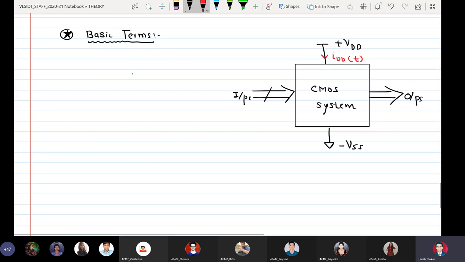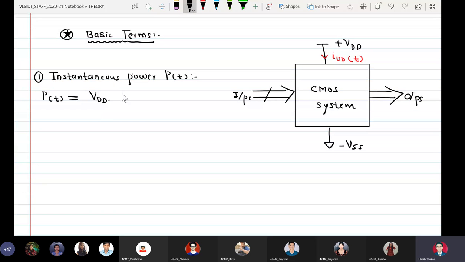So now the first term which we would define is the instantaneous power. The instantaneous power P of T is equal to the supply voltage VDD times the supply current as a function of time. Let this be equation number 1.